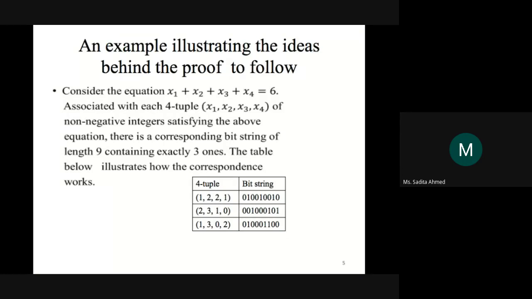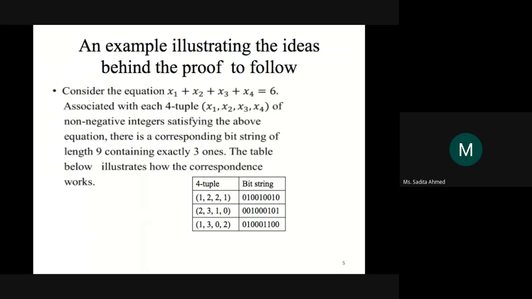Another possible solution is what? 1, 1, 1, 3. x1 is equal to 1, x2 is equal to 1, x3 is equal to 1, x4 is equal to 3. The summation of these gives us 6 again. So that is another possible solution. Can you guys give an example of a solution? Yes, miss. 0, 0, 0, 6. Yeah, very good. So you understand what we mean by this general equation.